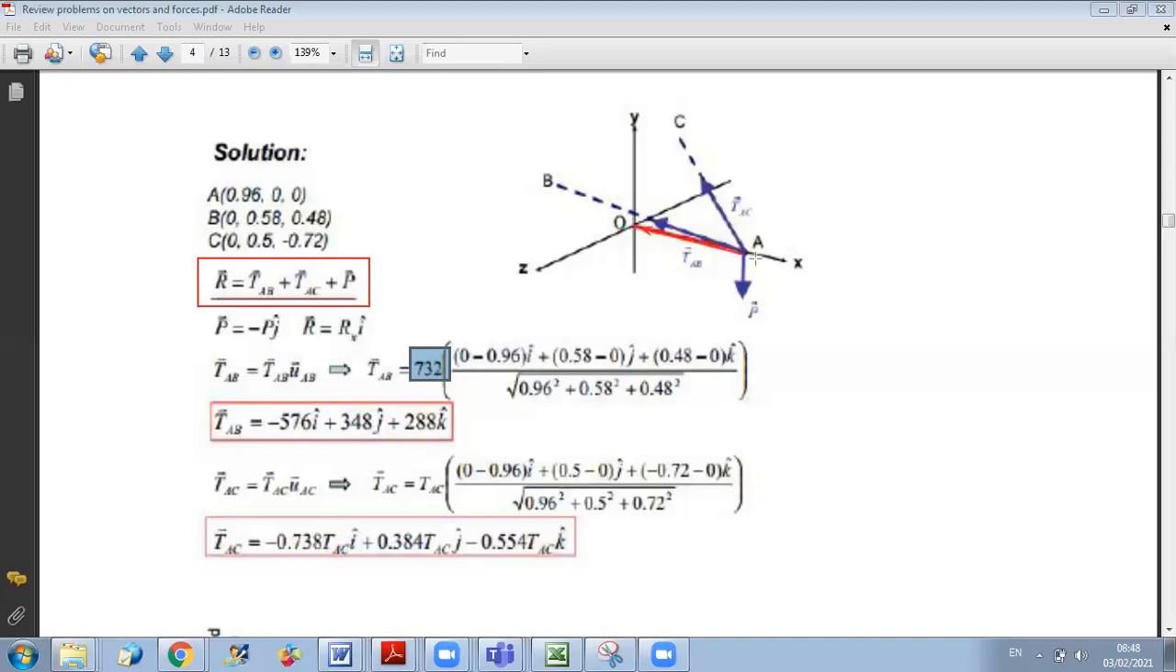Because look, both TAB and TAC have a negative X component, while P has a zero component along X. So of course, since R is their summation, it cannot have a positive X component. It should have a negative one. If you didn't pay attention, it's not a problem. You can put it as they did. They put it equal to Rx i, and they will get a negative value for Rx. Okay?